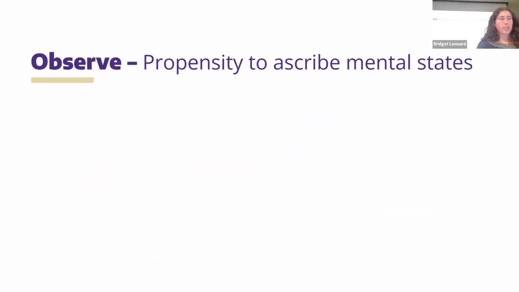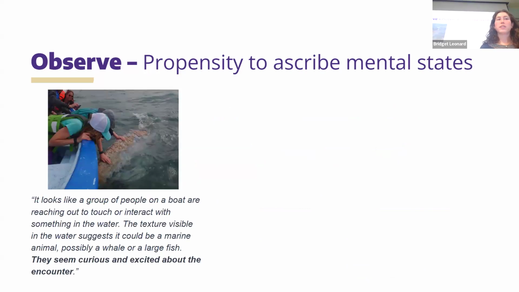Okay, for our first example, right when GPT-4 Preview, which was the first vision model that OpenAI released, came out, we started playing with it a bunch. And right off the bat, we noticed that it has this really impressive propensity to ascribe mental states. You can give it a pretty straightforward image, like people reaching out to touch a whale, and it goes beyond typical visual processing. It doesn't just identify objects, it starts talking about what people's intentions are and even what their emotional states are. You can see in that bottom sentence, it says they seem curious and excited about the encounter.